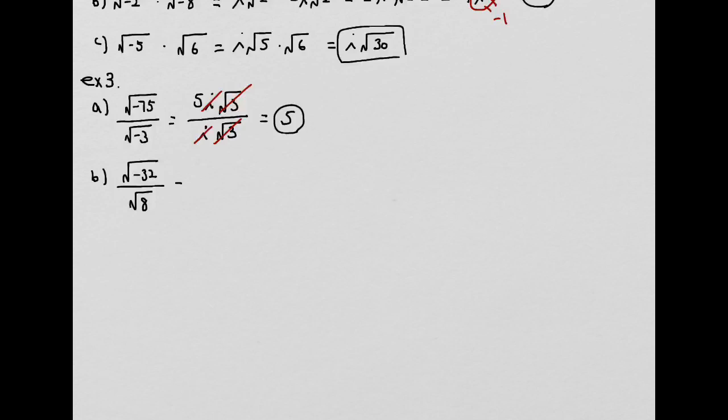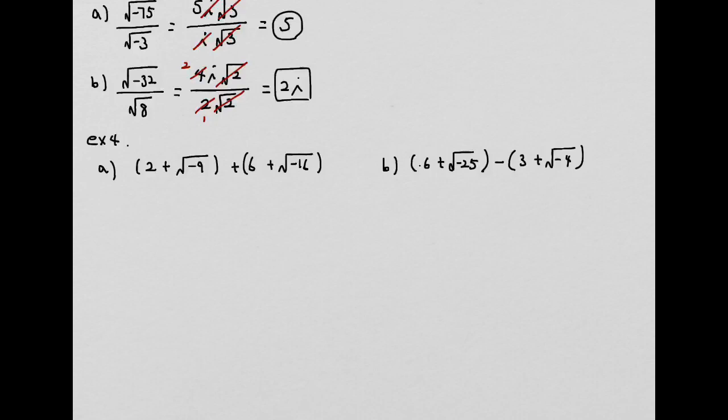What about the next one? Let's see if we can simplify it. Square root of -32 is 4 times 4 times 2. So you get 4i square root of 2 over square root of 8, which is 2 square root of 2. So then we reduce, get rid of the common term, and then you get 2i remains.